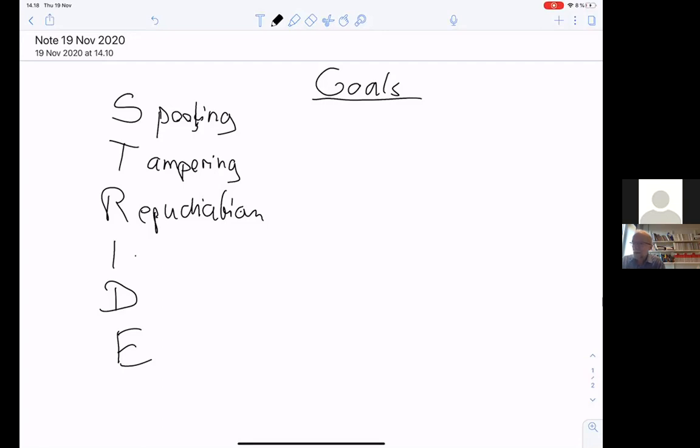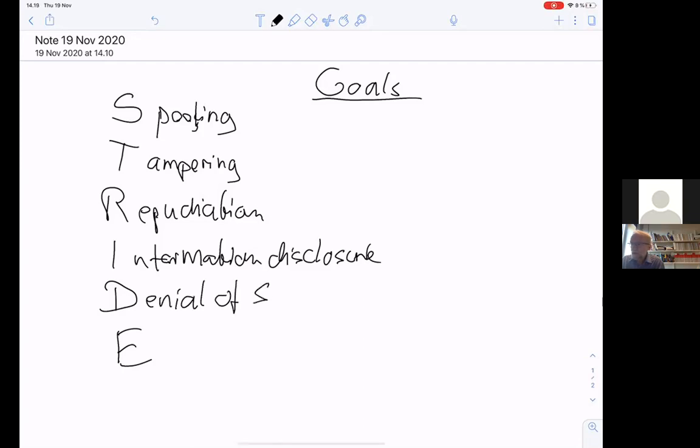Then we have the I, which stands for information disclosure, which is just another word for the usual confidentiality notion that we have. So the adversary is able to steal information, to see information that he shouldn't be allowed to see, and of course, to do something about that goal, we have cryptography, encryption, and we have access control. Then we have denial of service. So that's what the D is for.